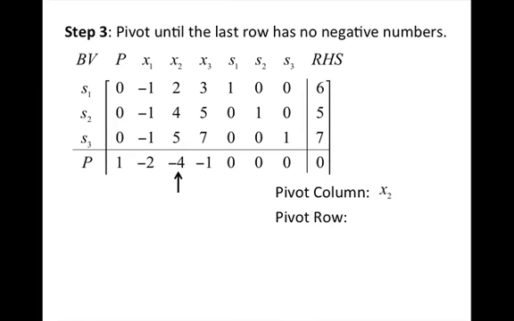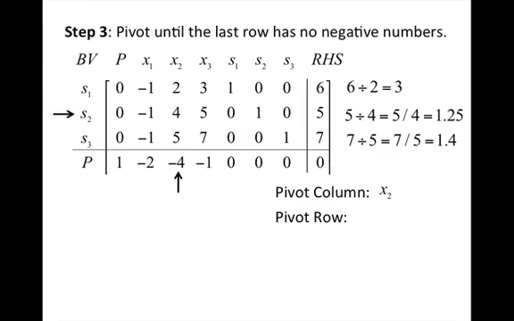Now to find my pivot row, I divide the right-hand side by the pivot column values. So 6 divided by 2 is 3. 5 divided by 4 is 5/4, or if you want to make that a decimal to make it easier to compare to the other values, it's 1.25. And 7 divided by 5 is 7/5, or as a decimal, it's 1.4. So the smallest value is in row 2. So row 2 is my pivot row.